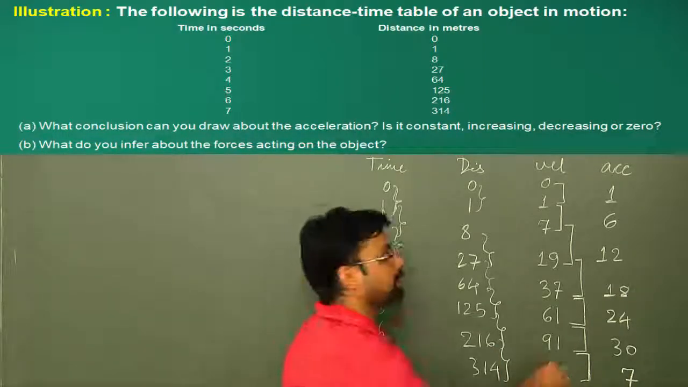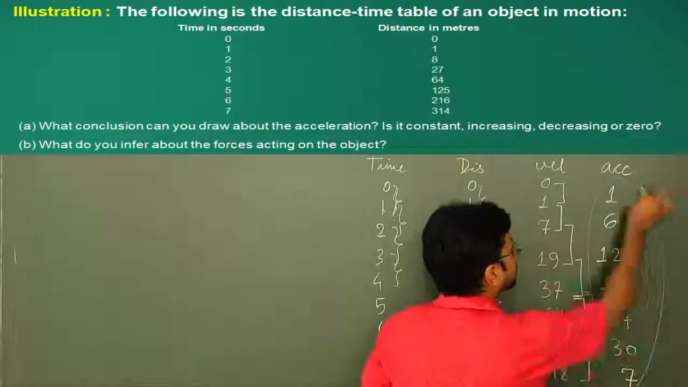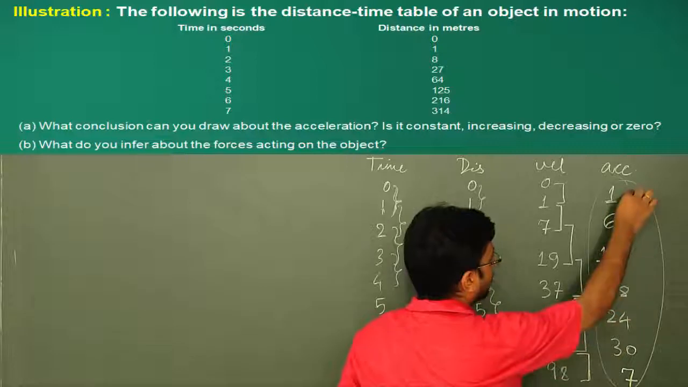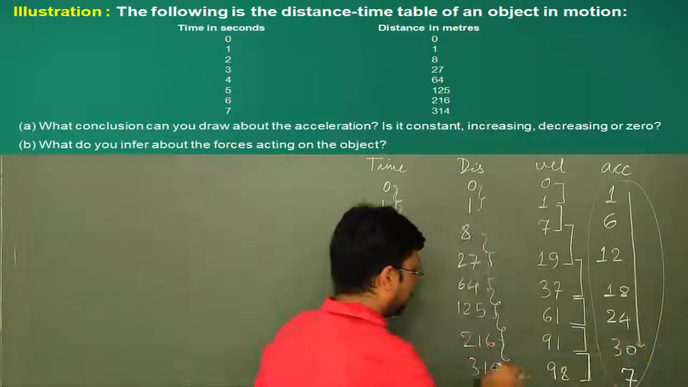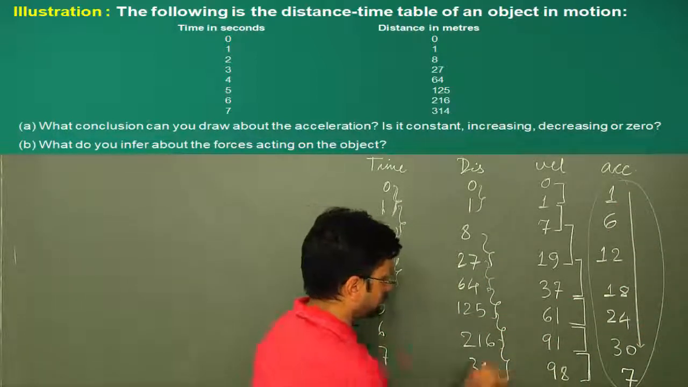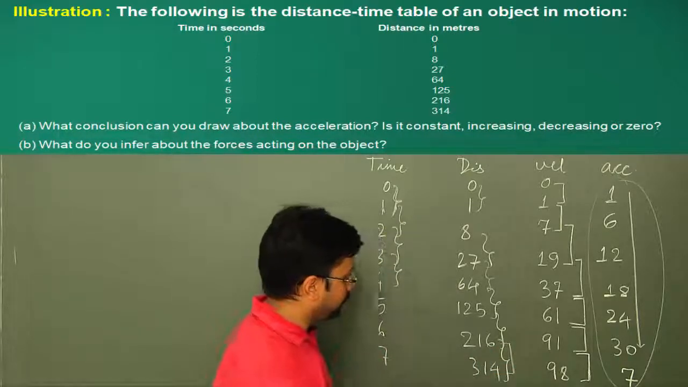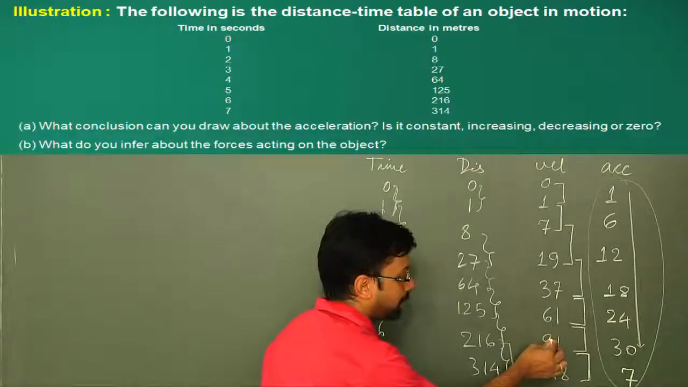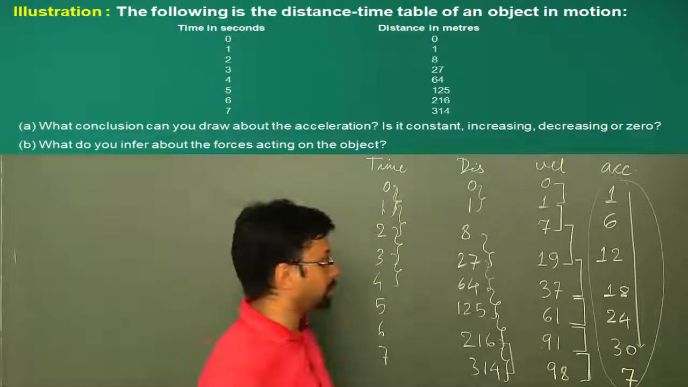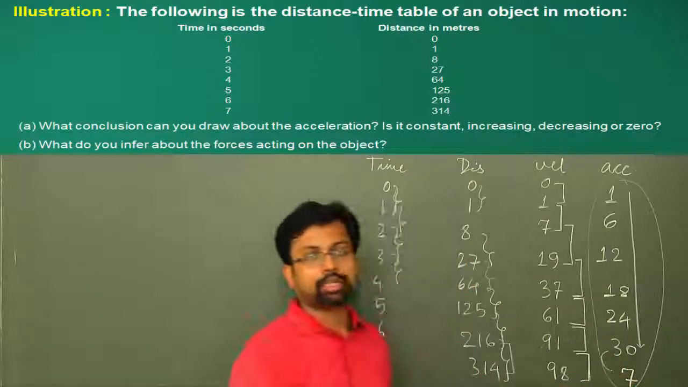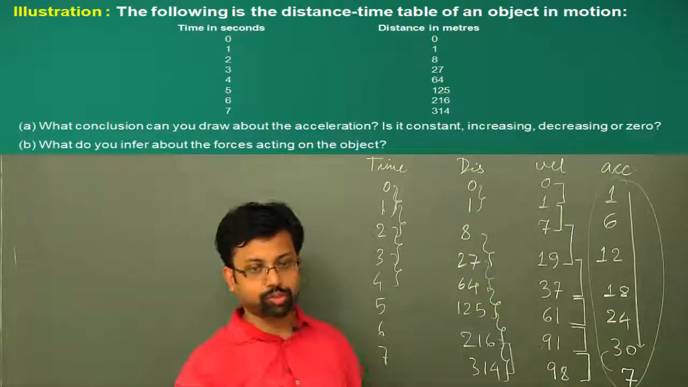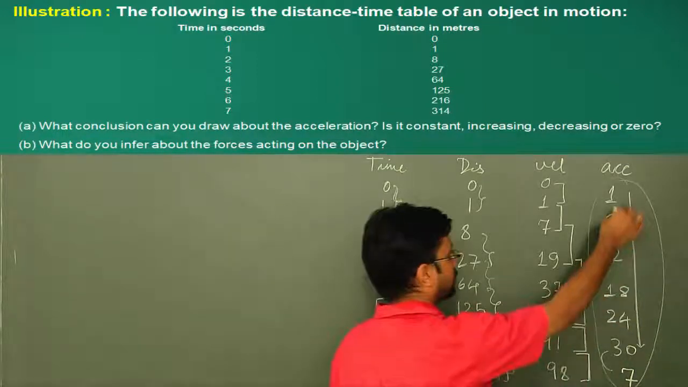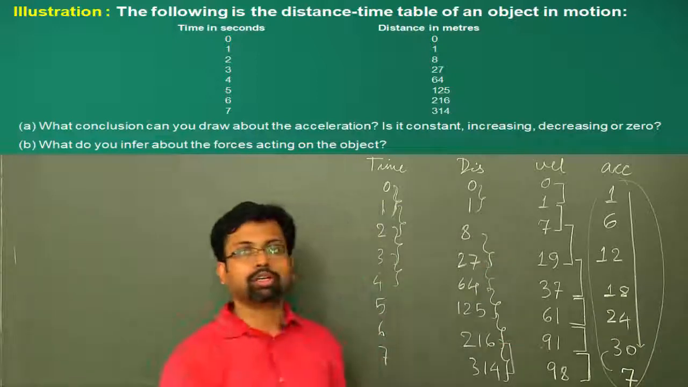So this is how the acceleration keeps changing. So what you can say is it's increasing. It is increasing up to a certain time, and then finally in the last second, from the 6th to the 7th second, it is going to decrease because the velocity changes from 91 to 98. So the acceleration is going to decrease in the last second. In the other intervening seconds, it is going to increase. What do you infer about the force acting on the object? As the acceleration increases, the force is going to increase on the object.